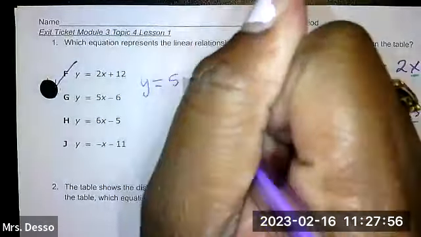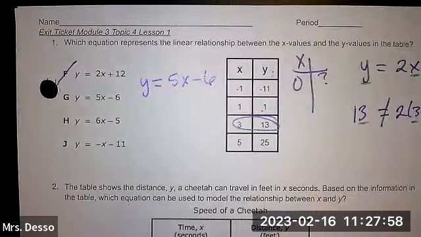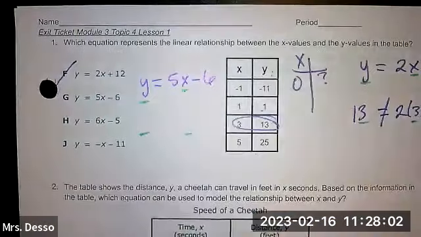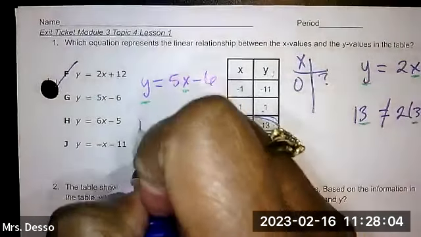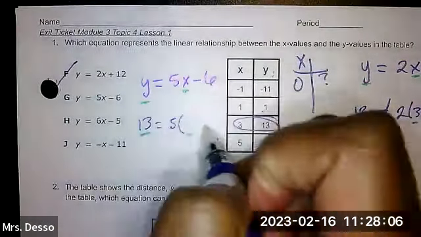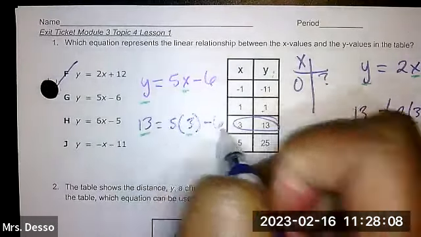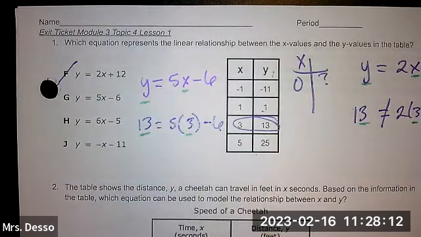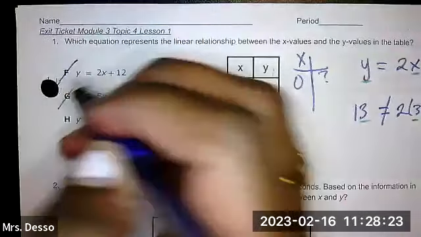This is how we solve it. I'm going to substitute for my y and my x. I'm going to use that same y value and that same x value. 5 times 3 is 15. If I do 15 minus 6, I'm going to get 9. I'm not going to get 13. So therefore, G cannot be the correct answer.